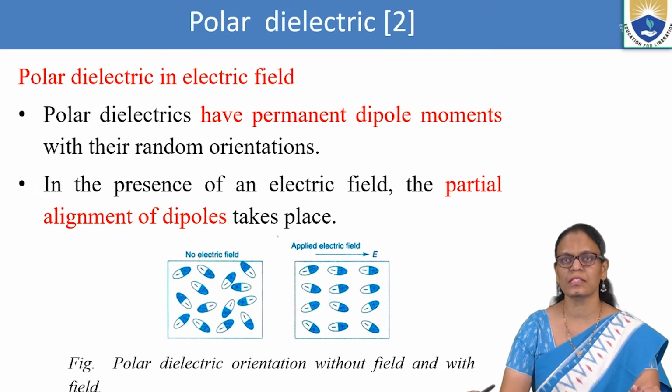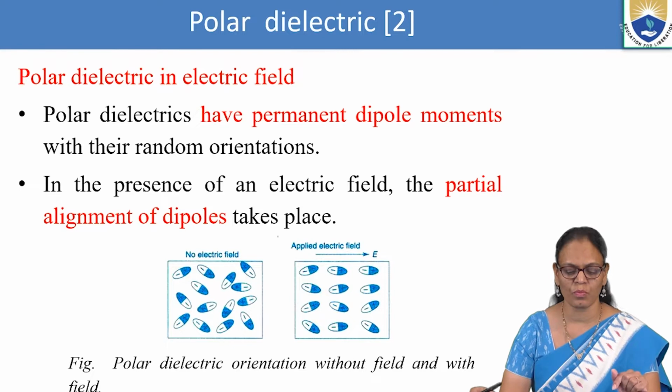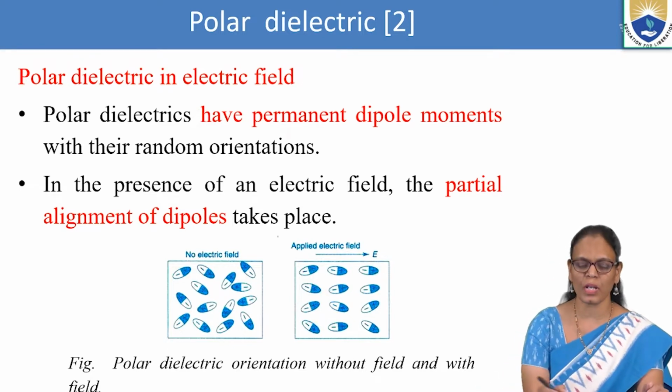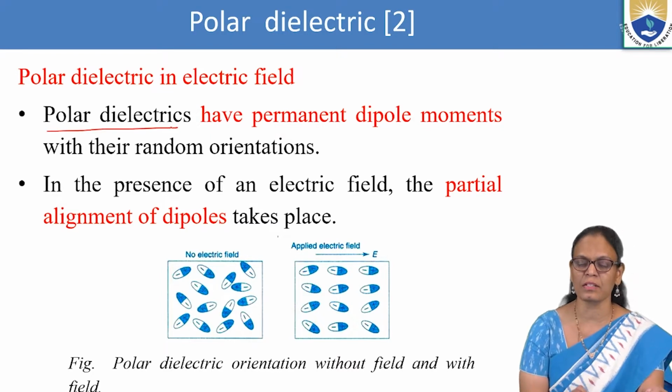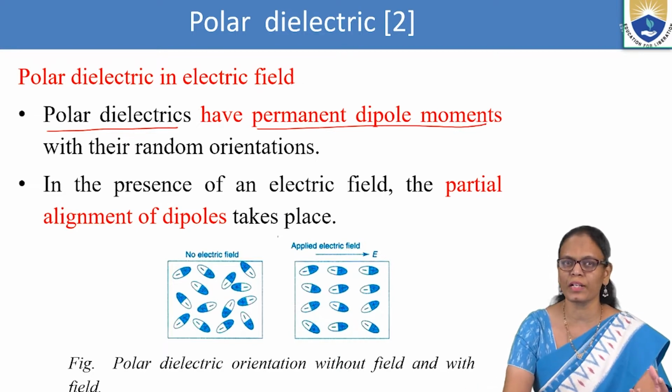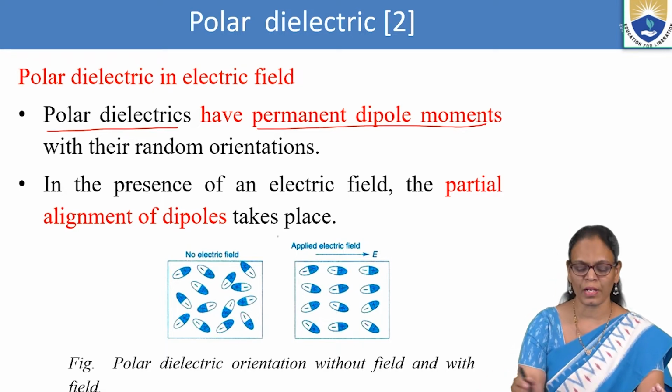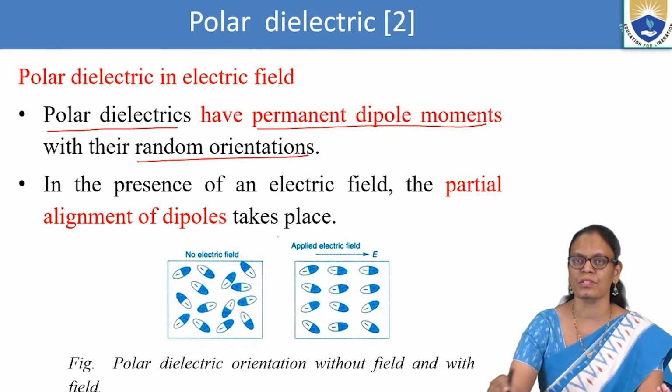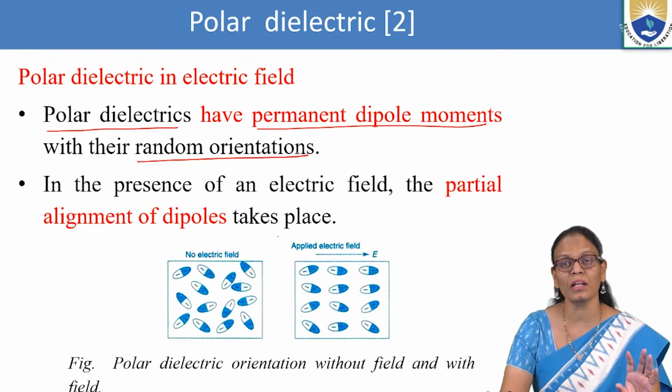So first we will see what a polar dielectric is and what happens when it is placed in an electric field. Polar dielectrics are materials that have permanent dipole moments. Whenever you take a polar dielectric material, they are polarized. They have permanent dipole moments but with random orientations. These dipole moments are in random orientation.